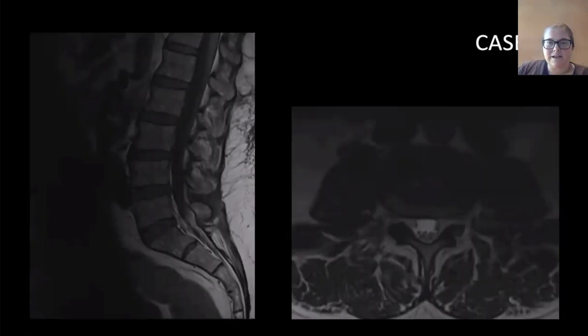So here's our last case. I gave you a SAG T1 this time. Haven't been seeing those, and an axial T2. So the vertebral bodies look fine. The marrow signal okay. The disc height looks okay. Nothing looks too bad in the spinal canal.